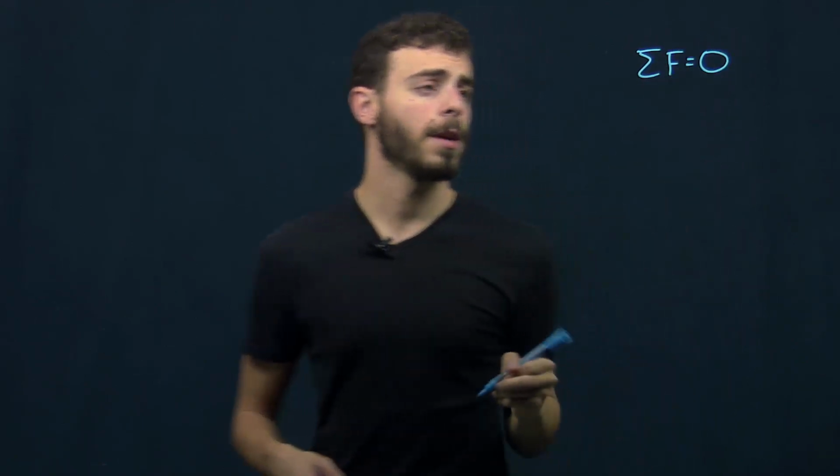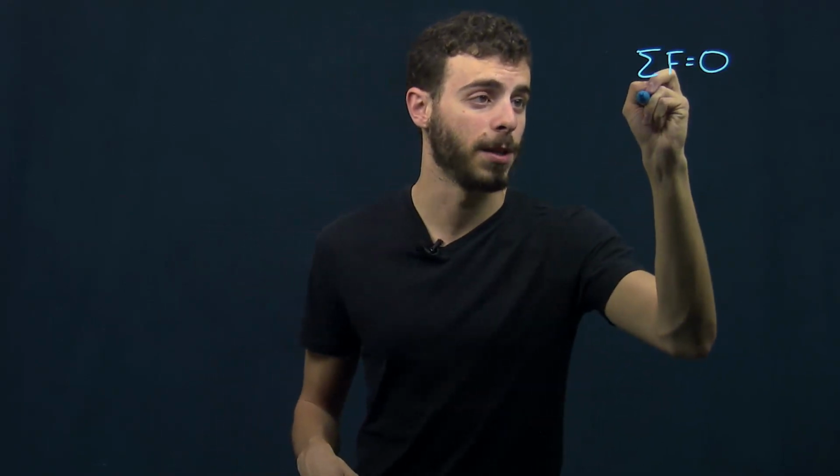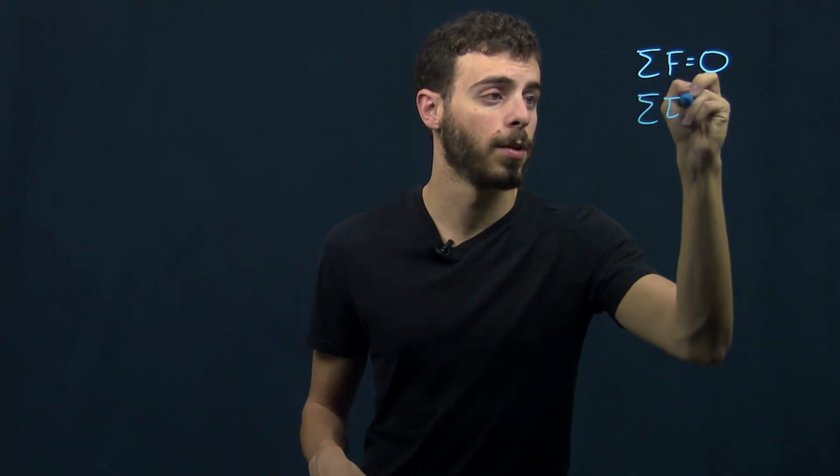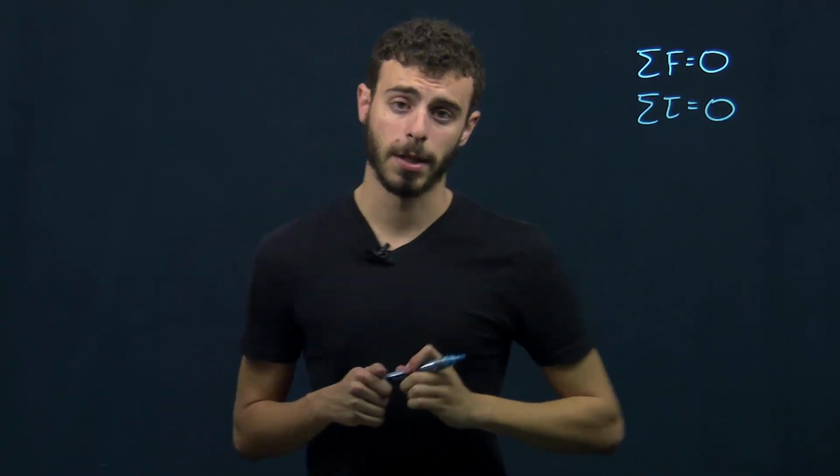Hi guys, in today's video we'll be looking at another example of an extended body in equilibrium. So the concepts here will be very similar to last video. Basically we'll have the same two conditions that we're concerned with, which is to say if it's in equilibrium, that means that the sum of the forces, so the linear acceleration, must be equal to 0. And similarly, the sum of the torques about any point must be equal to 0.